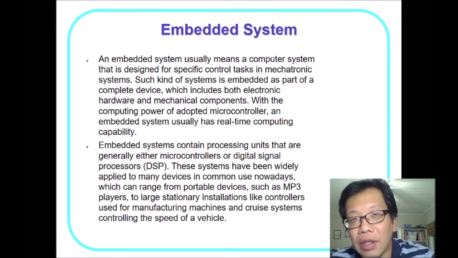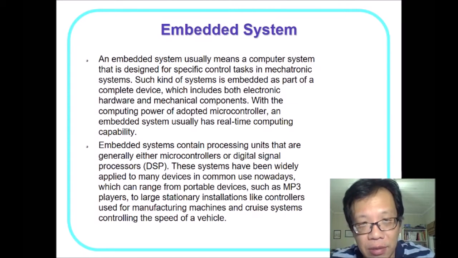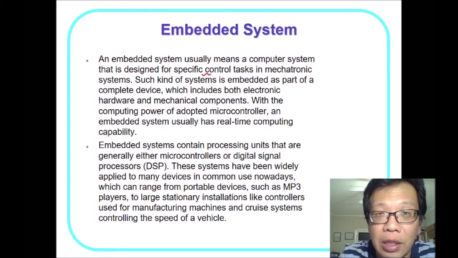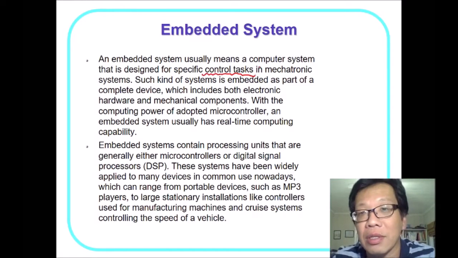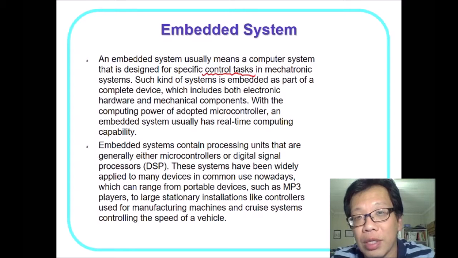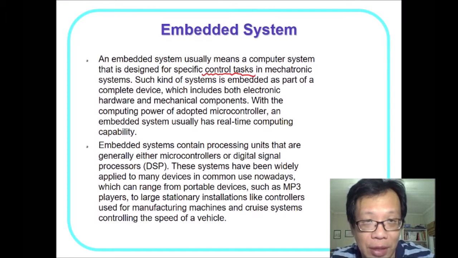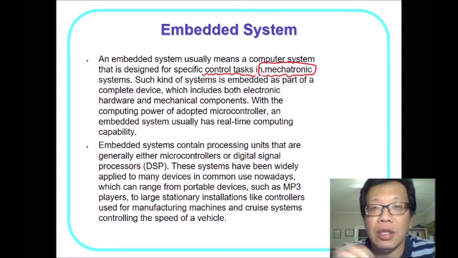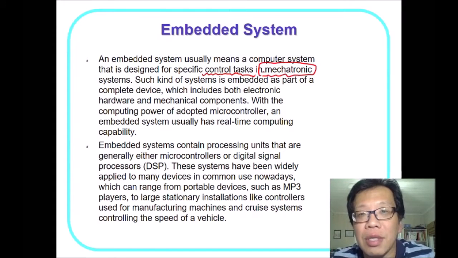So nowadays we are using embedded systems, which is something I talked about earlier. An embedded system usually means a computer system that is designed for specific control tasks. Keep in mind, when we are talking about embedded systems, normally we are dealing with control applications, and in most cases we also call those kinds of things mechatronic systems. Such a system is embedded as part of the complete device.